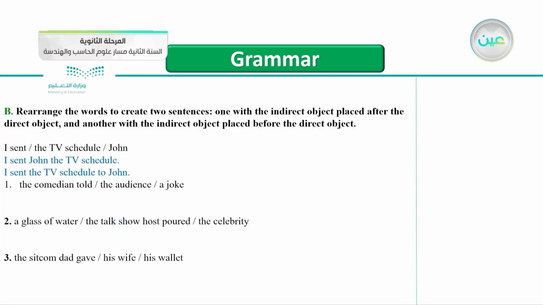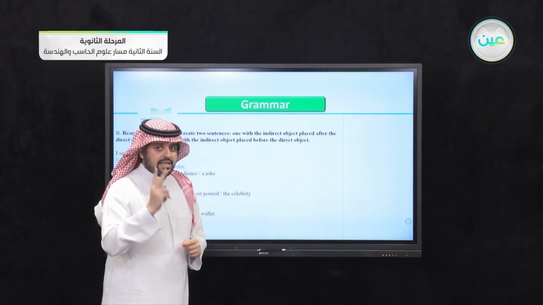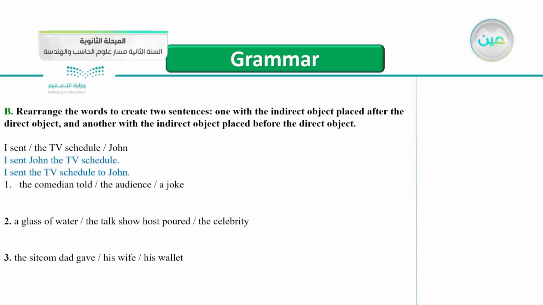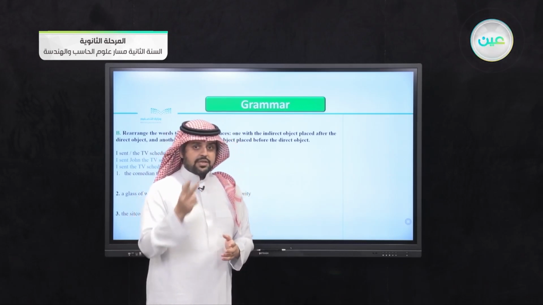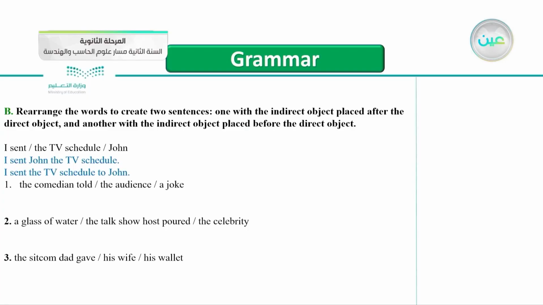The second exercise here, rearrange the words to create two sentences. So we have to rearrange these words to create two sentences. Pay attention, not one, two sentences. One with the indirect object placed after the direct object, and the other one, the indirect object placed before the direct object. So we have to switch the direct and the indirect object places. We'll write two sentences where the places are switched. The first one here is already done. I sent the TV schedule, John. We have two sentences. I sent John the TV schedule. I sent the TV schedule to John.